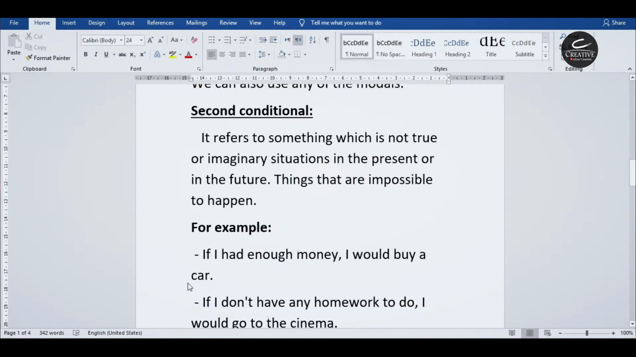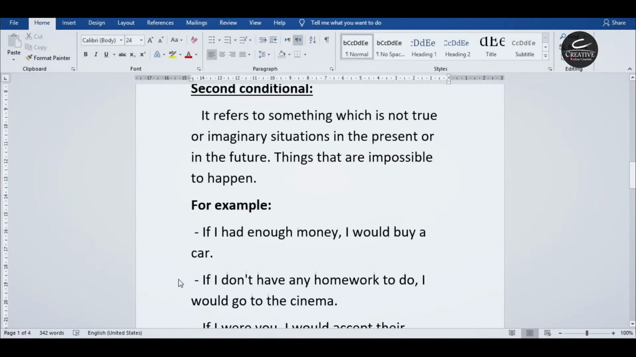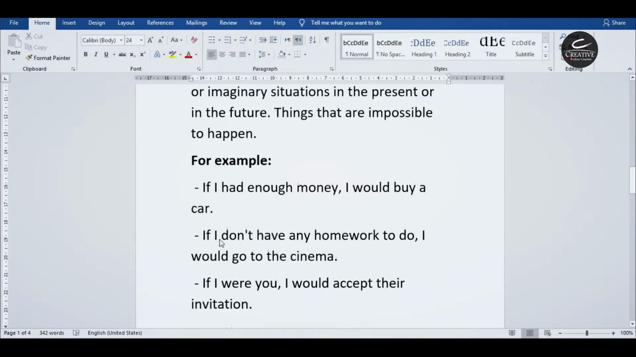If I don't have any homework to do, I would go to the cinema. Okay, he says that he wishes that he had money, so he's gonna be able to buy a car, but actually he doesn't have money. Okay, so this is something impossible. And here also he says, if I don't have any homework to do, I would go to the cinema.